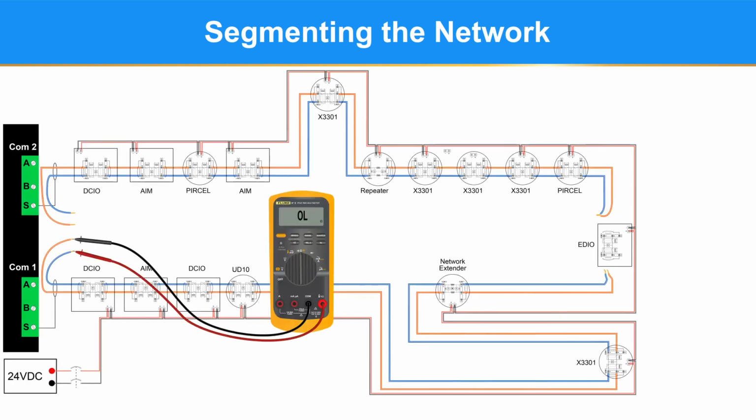And since you are there, do a resistance check on COM1. It should be infinite. If not, you have a problem on the COM1 side of the break of the network. One more tip on segmenting.